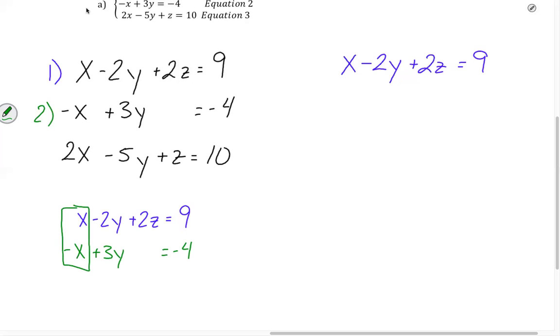I'm going to use elimination. So opposites add. When I add, the x's cancel. Negative 2y plus 3y is y. 2z plus nothing is 2z. 9 plus negative 4 is 5. So this second equation becomes y plus 2z equals 5. Is that what it says on the paper? Okay. Now my third equation, it's going to be in red.